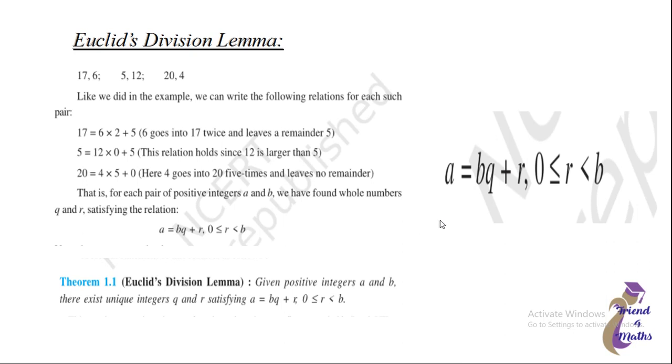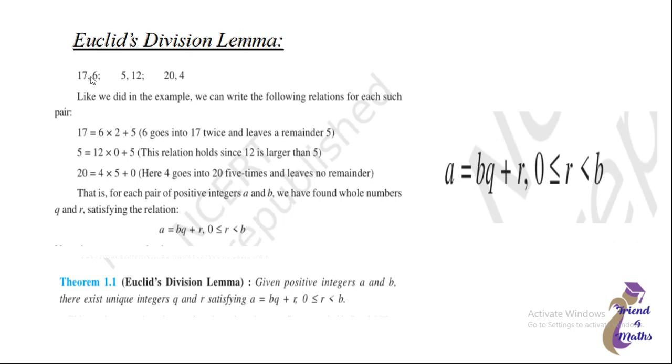then there comes a relation that A will be equal to BQ plus R, where R is greater than or equal to 0 and less than the second number B, where Q is the quotient when dividing A by B and R will be the remainder when dividing A by B. This is applicable for any two numbers.